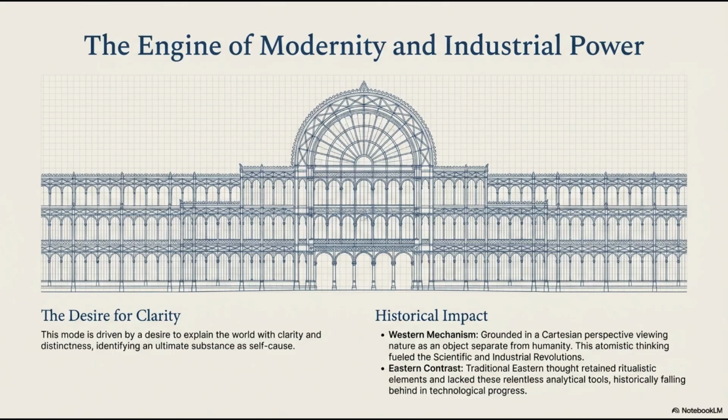This analytical mindset has been the engine of modern industrial power. Driven by a desire for absolute clarity, it views the world as a mechanism. The Western tradition, bolstered by a Cartesian perspective, treated nature as an object separate from humanity, which accelerated the scientific and industrial revolutions. In contrast, traditional Eastern thought often retained more holistic and ritualistic frameworks. While this meant a slower adoption of those specific analytical tools, it also prevented the rigid separation between human systems and the natural world that we see in modern industrialized societies.